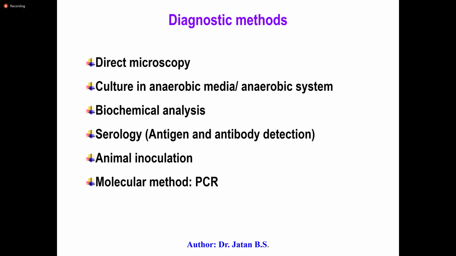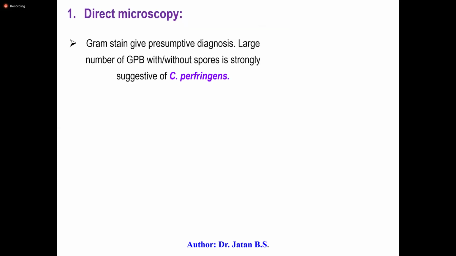Yes, sir. So direct microscopy, you can go for gram staining, in which you find gram-positive bacilli. You find large gram-positive bacilli with or without spore, that is strongly suggestive of Clostridium perfringens. You can see here plenty of gram-positive bacilli having subterminal oval spore. So this might be Clostridium perfringens.